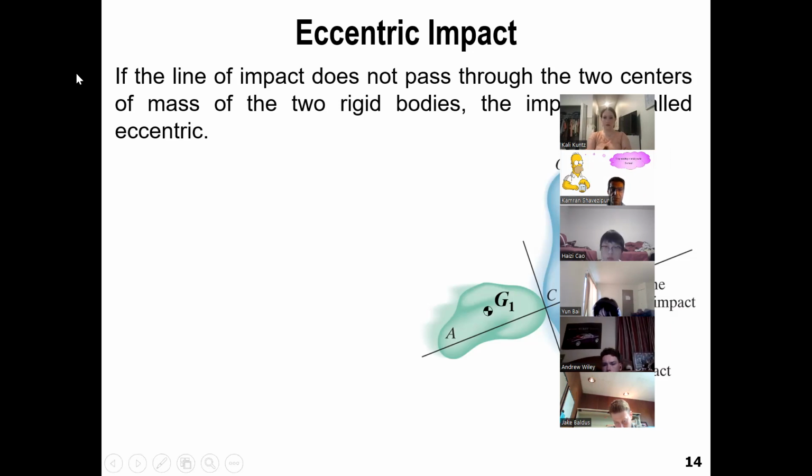Kelly, how about you? Would there be some, kind of at A, because the green G1 would bounce back? If it bounces back, it's because of the force. We are not talking about the motion. We are talking about the forces, right?